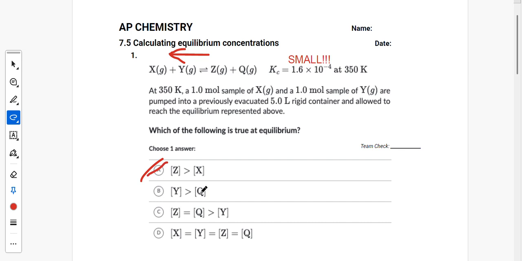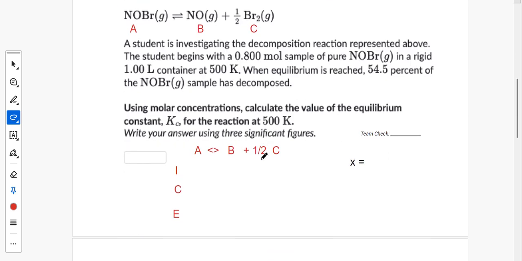Y is greater than Q. That's possible, so I'm just going to put a little dot there, since that could be. Z is greater than Q. No, sorry, Z is equal to Q. Nope, that can't be at all. We can't assume any of that. The only one that's possible is B. All right, let's head on to number two.